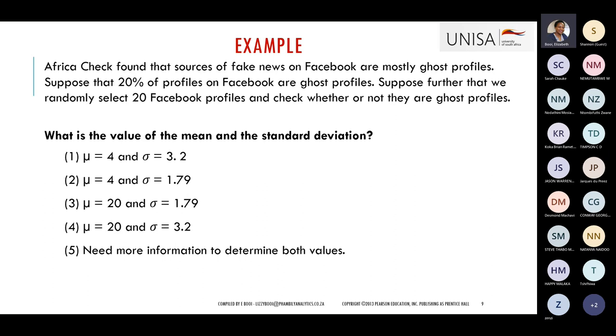Based on what we just learned, calculate the mean based on this information. It's still the same as what we had. The probability of success is 0.20, and this is our N. The question here is to calculate the expected mean, which is the mu. They are also asking you to calculate the standard deviation, which is the square root of N times the probability of success, times 1 minus the probability of success. That is your information.